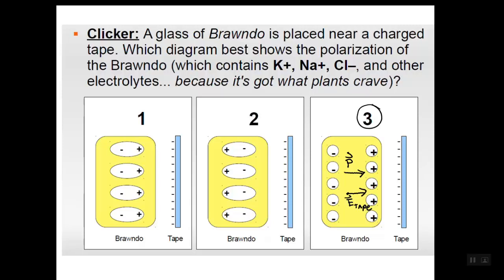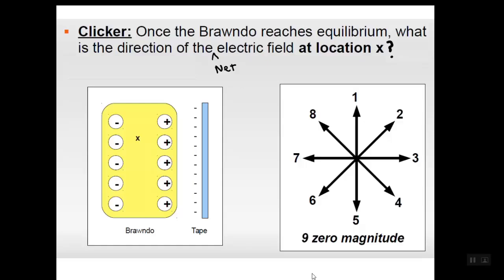Let's ask a follow-up question. Once the Brawndo reaches equilibrium, what is the direction of the net electric field at location X? Pause the video and take a few seconds to answer the question before continuing.